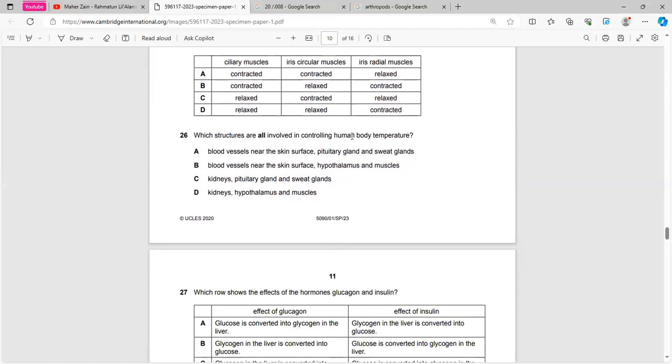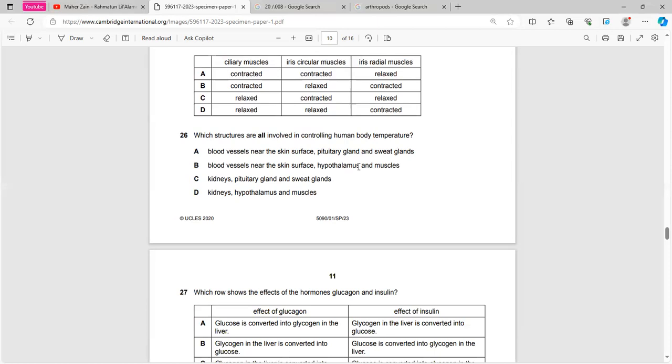Now, when controlling body temperature, whenever there is increased temperature, there is increased blood flow, vasodilation occurs. When there is decreased temperature in the surrounding, we need to conserve the heat, so there is vasoconstriction. So, which structures are involved? The blood vessels definitely are involved. Hypothalamus and the muscles are involved. Obviously, they contract, the sweat glands don't.